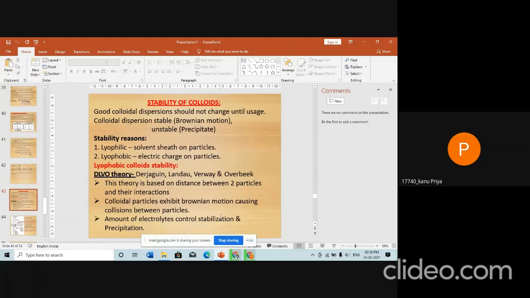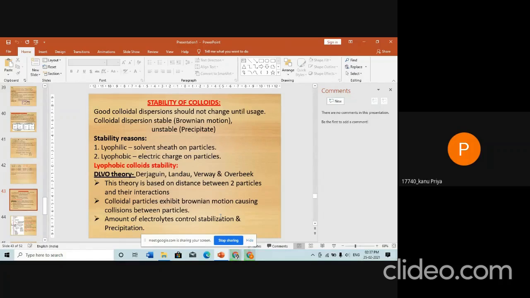Solubility or stability of colloids: if the colloidal dispersion is stable, it shows Brownian motion. If it is unstable, it forms a precipitate. The reasons for stability of lyophilic colloids are the solvent shield on the particle, and for lyophobic, the electric charge on the particle.